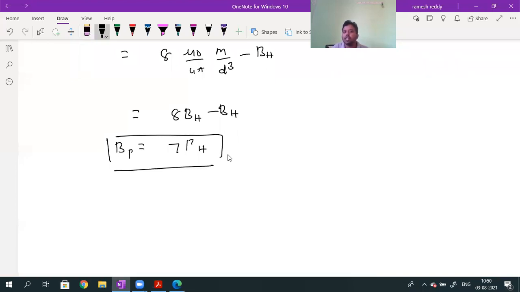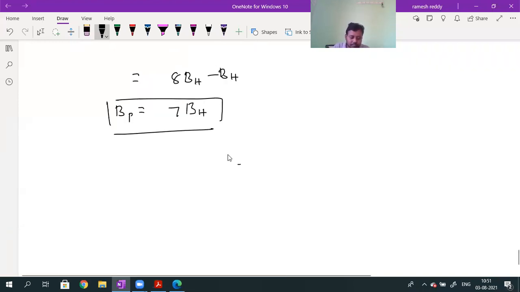Understood? Due to a bar magnet, whenever the north pole is towards geographic north, you get the null point on the equatorial line at a distance of d. At the null point, the BH value is mu naught by 4 pi into M divided by d cube. Now, what I wanted to calculate was the magnetic field value at a distance d by 2 from the center of the bar magnet. So that is one point.